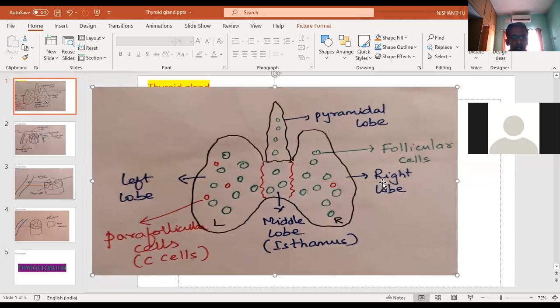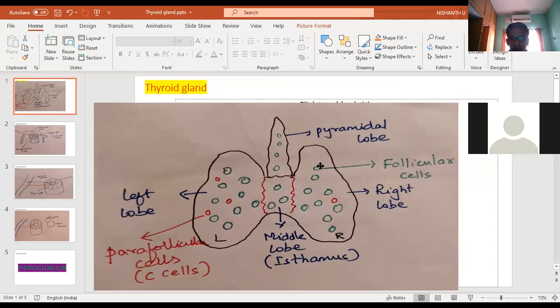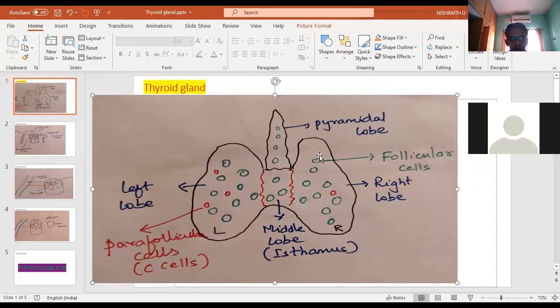So today we are going to discuss the thyroid gland. From an examination point of view, it is important. Several times they ask for 10 marks, and they also ask for 5 marks.